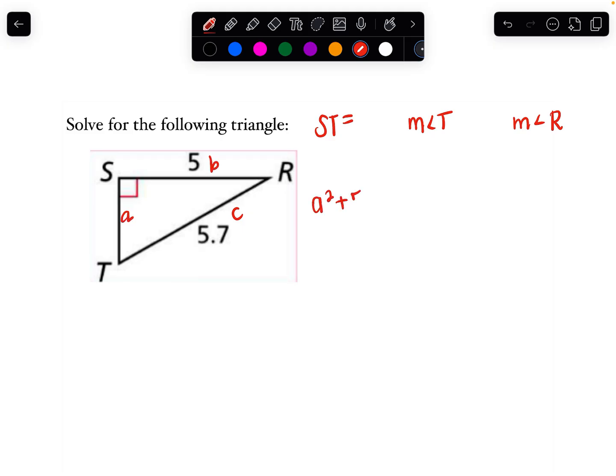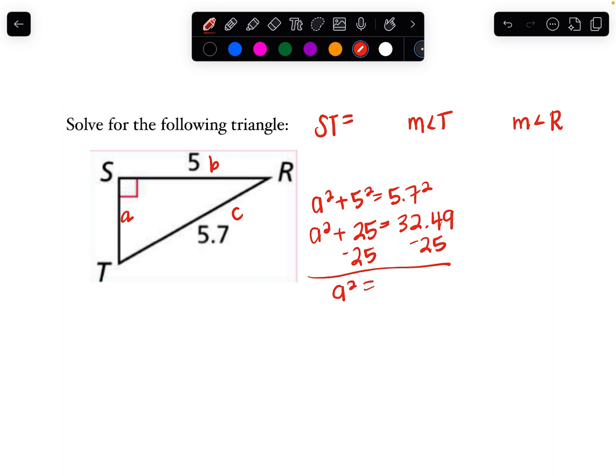So A squared plus 5 squared is 5.7 squared. A squared plus 25 is 32.49. Taking 25 from both sides, I get that A squared is 7.49. And then square rooting both sides, I would get that A is approximately 2.74. So that's ST.